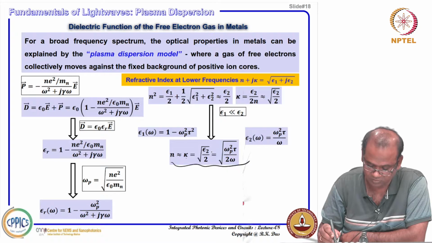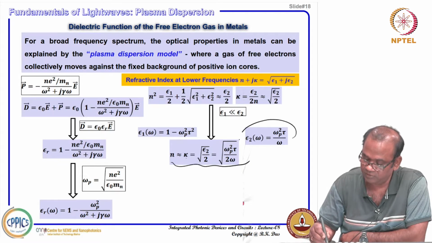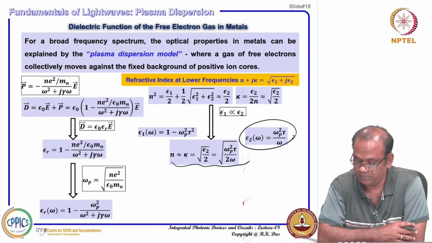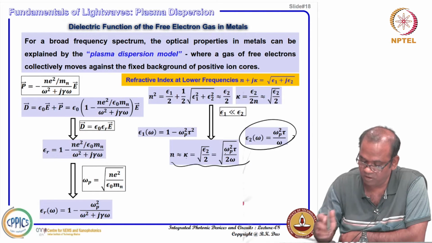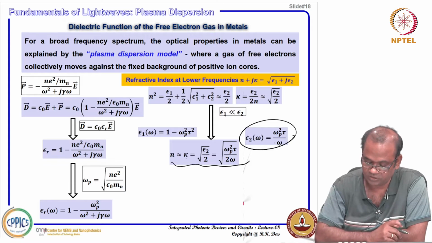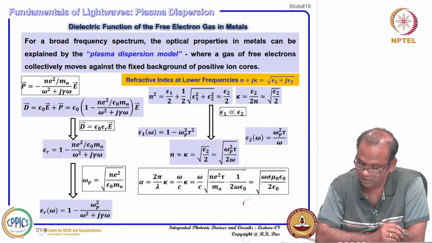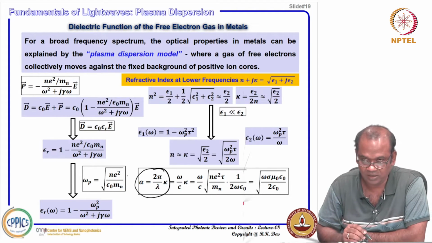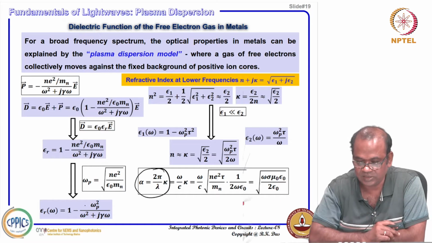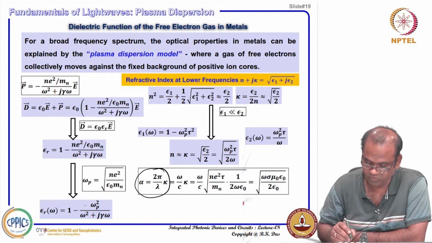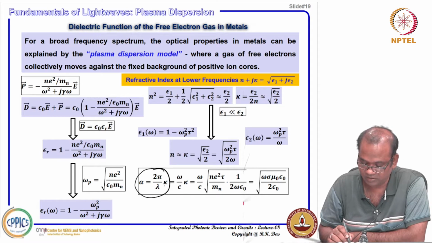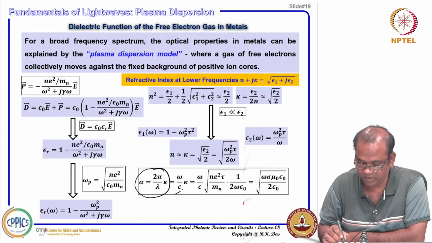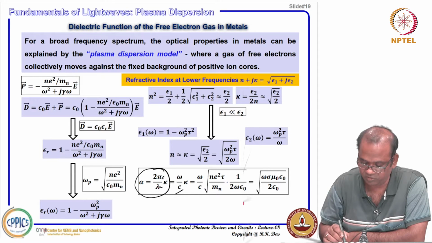Now, for the epsilon 2 value, I just put down here, square root of omega p square tau, and 2 times omega. And now, the next thing is alpha. Alpha we know is the attenuation coefficient for the electromagnetic field propagating inside the material, that is 2 pi by lambda times kappa, or omega by c times kappa, since 2 pi c by lambda equals omega. We put the kappa expression down here.